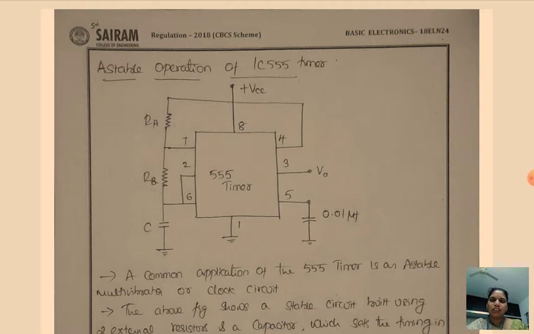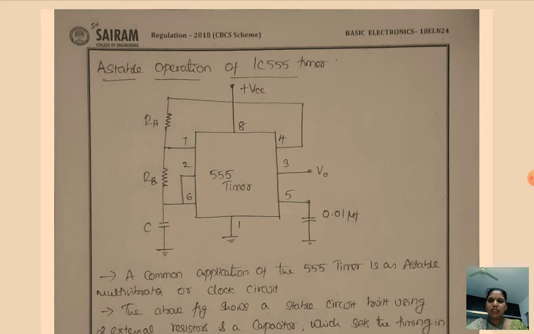And in today's class, this is the last topic of your module 4. So, here you will be learning about the astable operation of the IC555 timer. It is the most common application of the IC555 timer, and it is also known as an astable multivibrator or a clock circuit.